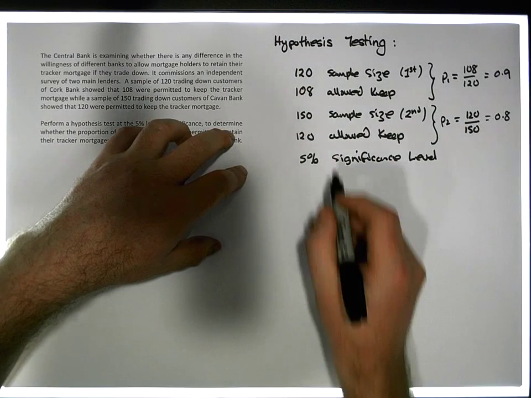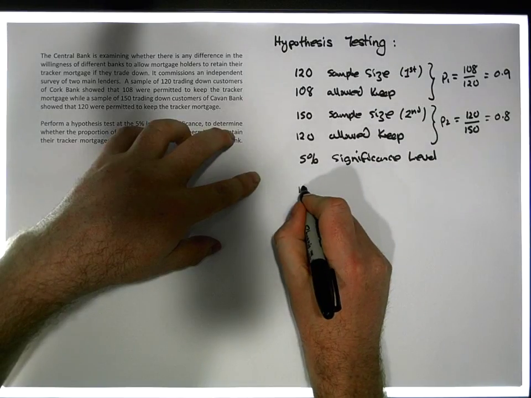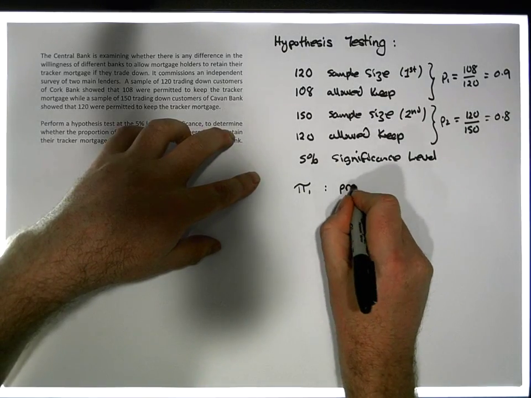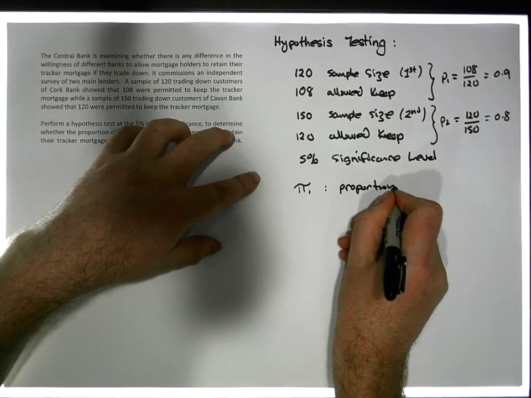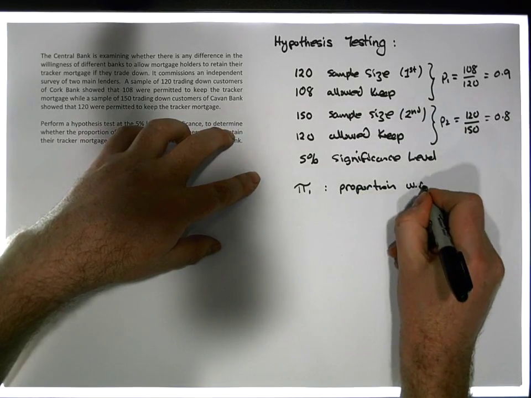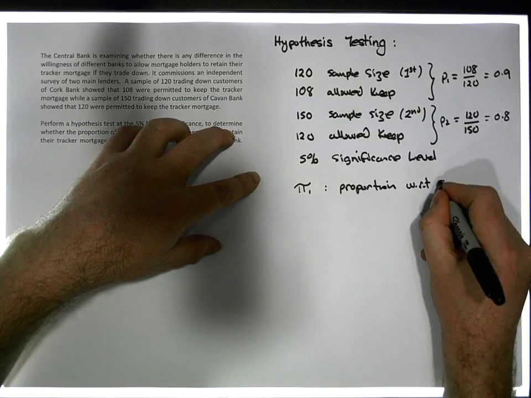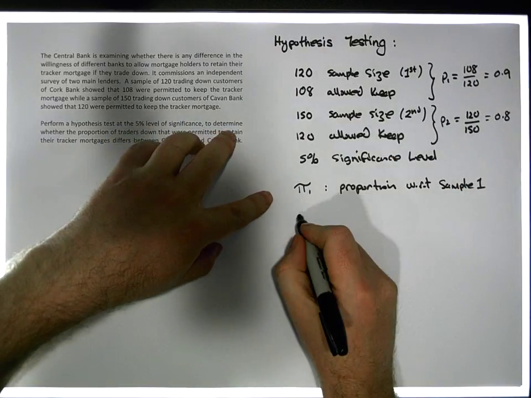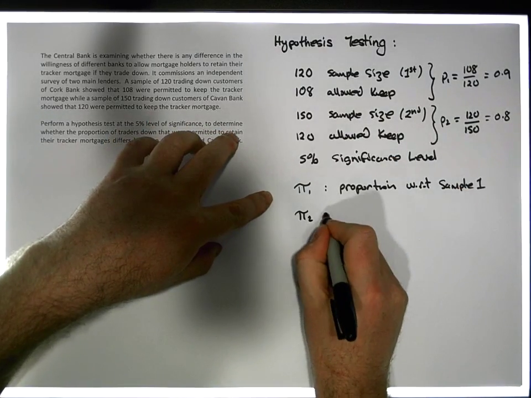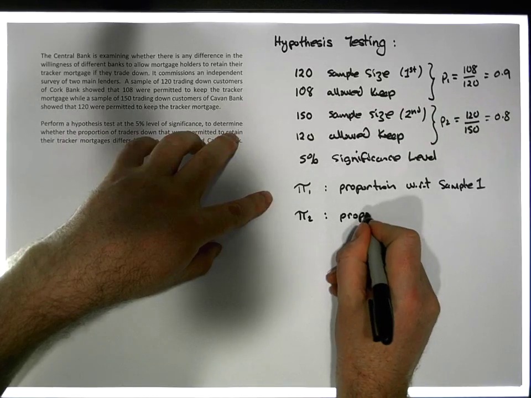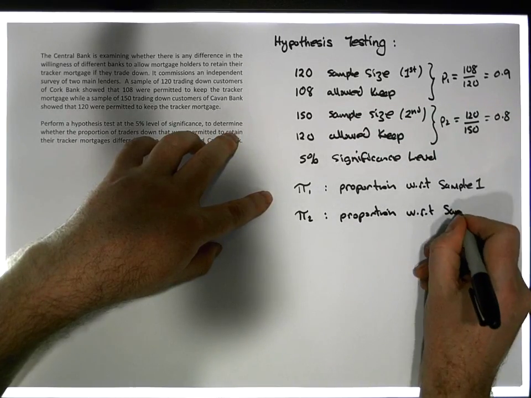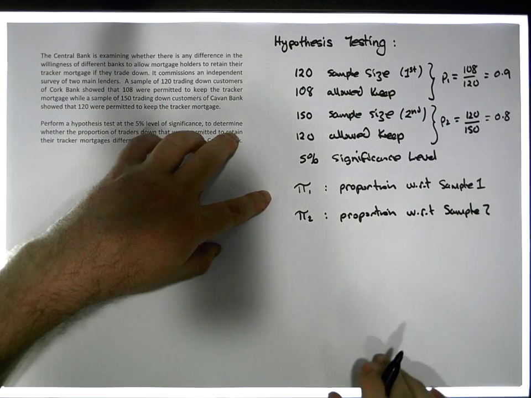that makes sense. So let's assume that pi 1 is the true proportion with respect to where sample 1 was drawn from, and let's assume that pi 2 was the proportion with respect to where sample 2 has been drawn from.